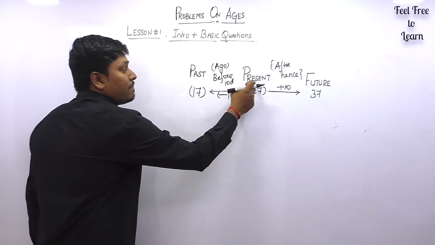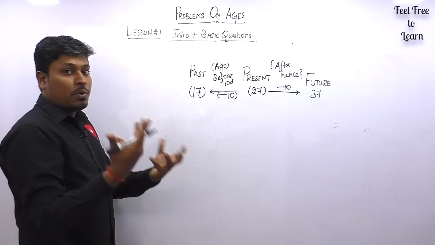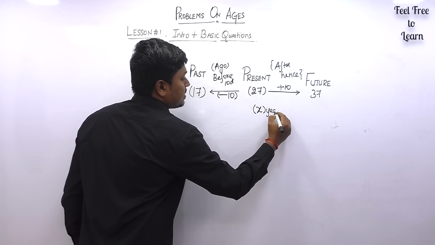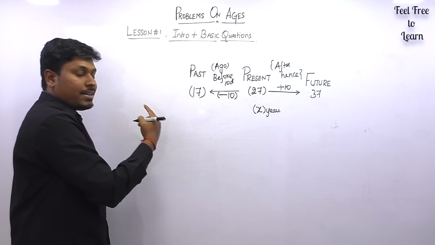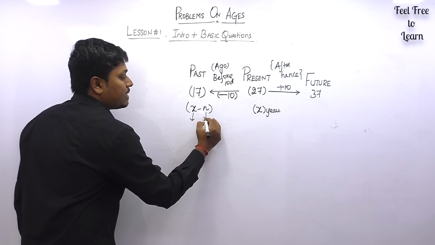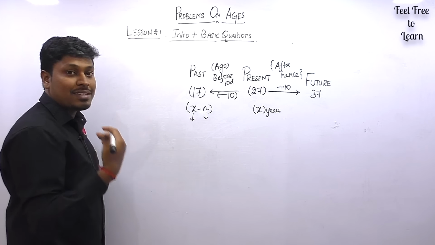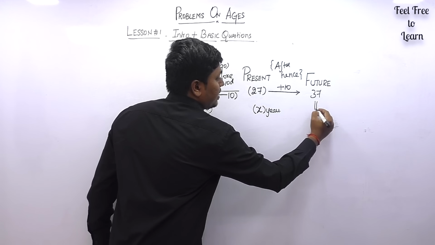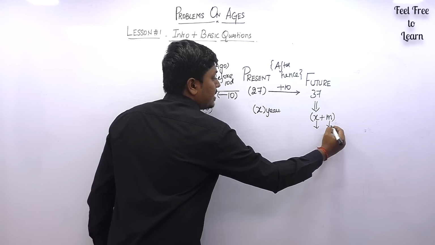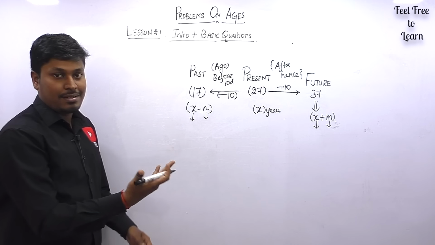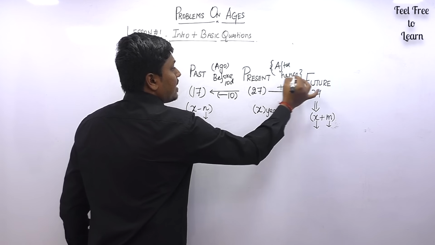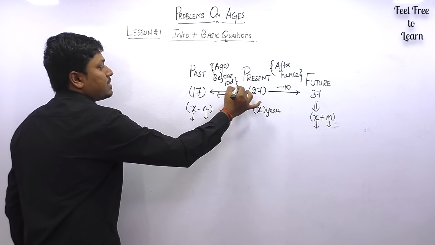In case my age is unknown, for example, I don't know what my age is. If the age is unknown, then we assume it as x. So x years will be my present age. Then my past age will be x minus n, where x is my age and n is the number of years back, that is, the number of years ago. Similarly, the future can be written as x plus m, where x is my age and m is the number of years after. So after and the word hence are most important. These two words determine the future and these two words determine the past.